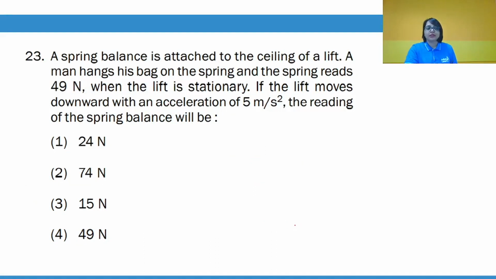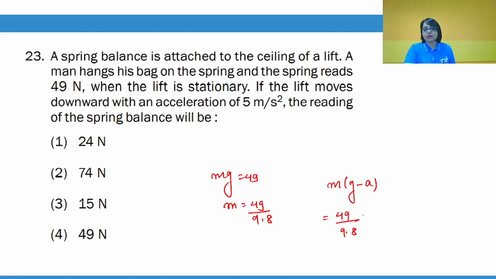A spring balance is attached to the ceiling of a lift. A man hangs his bag on the spring and the spring reads 49 Newton. That means the value of mg is 49. So m will be 49 divided by 9.8. Now if the lift is stationary, then the reading is 49. But if the lift moves downwards with an acceleration of 5 meter per second square, what will the reading of the spring balance be? In this case, reading will be m of g minus a. So it will be 49 divided by 9.8 into g, which is 9.8, minus a, which is 5. So approximately this answer will be 24 Newton, which is option 1.